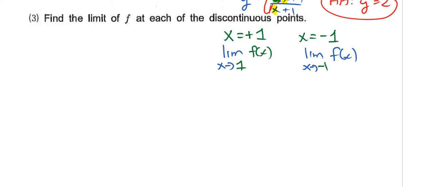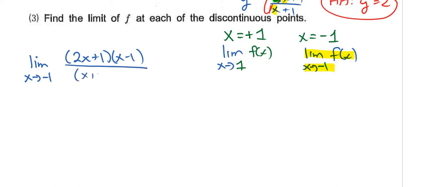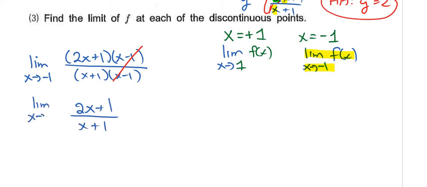Okay, so what I'll do first is find the limit as x approaches negative 1, because that one might be a bit easier, who knows. So if I do that calculation here on the side, the limit is approaching negative 1, and my original problem was in factored form, this, all over x plus 1, x minus 1. And now let's go ahead and cancel out the terms. So now I have 2x plus 1 all over x plus 1, and I have the limit as x approaches negative 1.